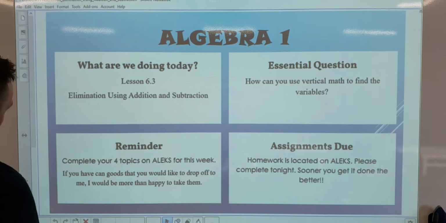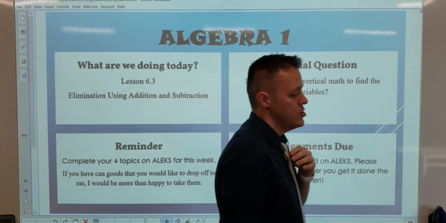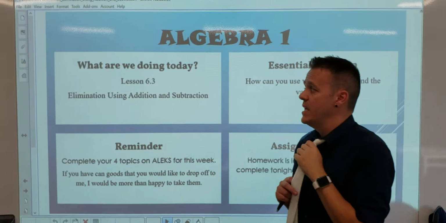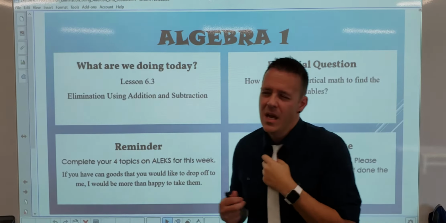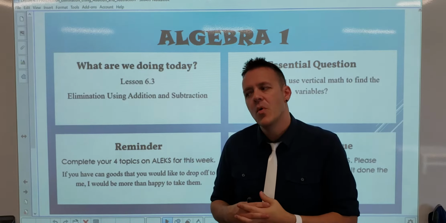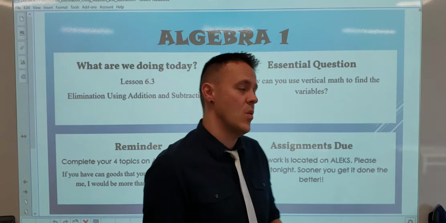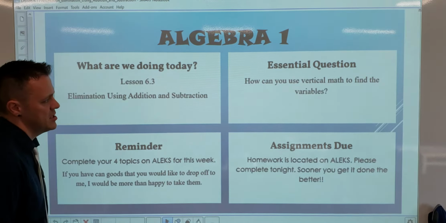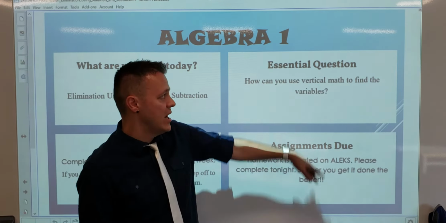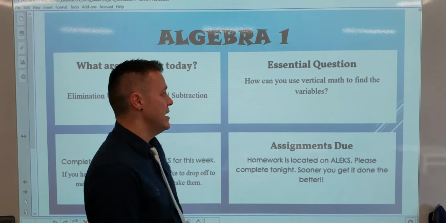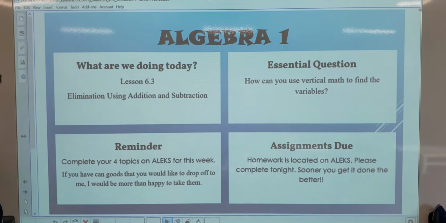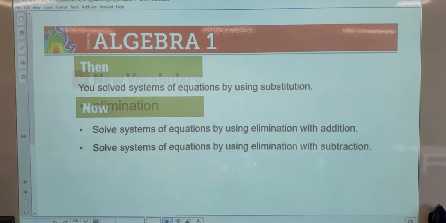All right, everybody, hello. This is lesson 6.3, using elimination, or elimination using addition and subtraction. I kind of like to think of this as more of using addition, or putting two numbers together, one positive and one negative. And we'll talk about that as we go through. This is the essential question: how can you use vertical math to find the variables? And we're going to be doing that this week with this particular lesson.